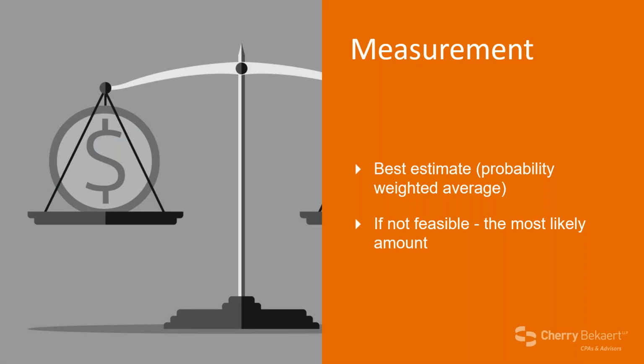The measurement of the liability should be based on a best estimate of the cost of disposal. If there are multiple possible estimates, you should calculate an average estimate that is weighted by each estimate's probability of occurrence. If that option is not feasible, then you should use the most likely amount. And this estimate should be based in current dollars, meaning the cost that would be required to dispose of the asset today. The liability will be adjusted for inflation and other changes in estimate each year.